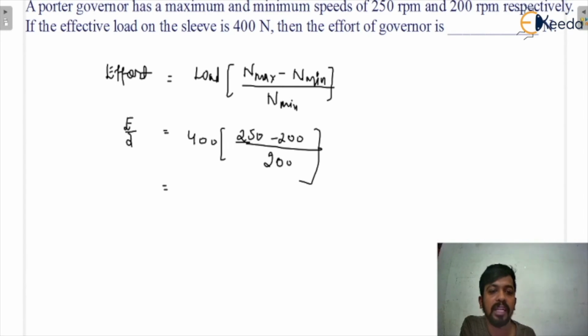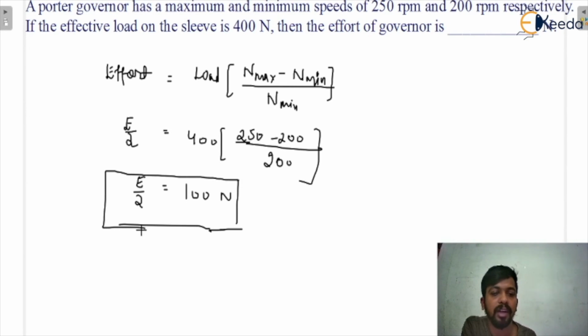When you solve this, you will get the value of effort, which is denoted as E by 2. So you will get 50, and it cancels out with the 4, and the effort of the governor comes out to be 100 Newton. So the answer is 100 Newton. I hope you understand the solution of that question.